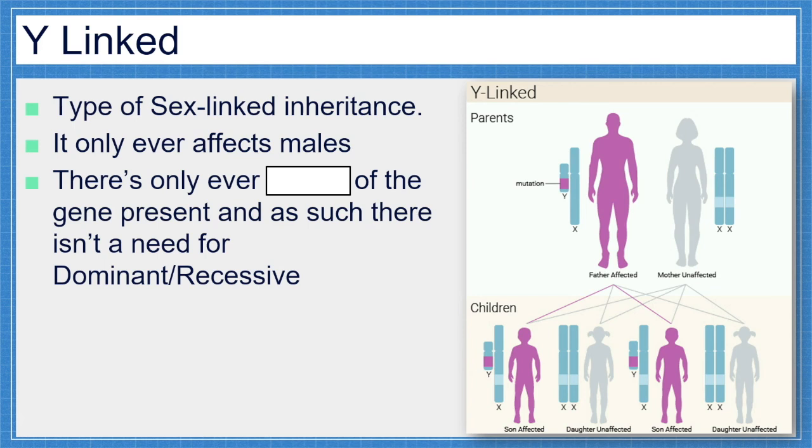Because there's only ever one Y chromosome, we don't worry about dominant and recessive. So you really only ever have X-linked dominant and X-linked recessive traits. With Y-linked, you would just say that the trait is Y-linked. Dominant and recessive doesn't matter because it's never competing with another copy of those genes, because there shouldn't be another Y chromosome. So Y-linked is another type of sex-linked inheritance. It will only ever affect males, and there's only ever one copy of the gene present. So as I was saying, you don't need to say dominant or recessive.